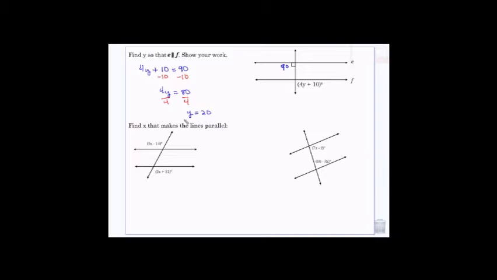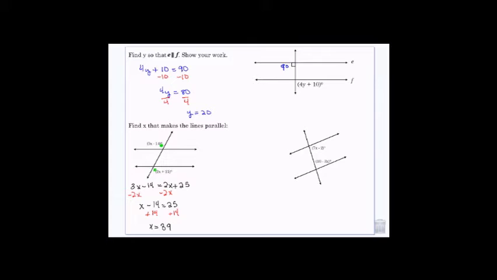Okay, here we have alternate exterior, so again they have to be equal. So 3x minus 14 is equal to 2x plus 25. Subtract 2x from both sides. X minus 14 is equal to 25. Add 14. And you get that x is 39.